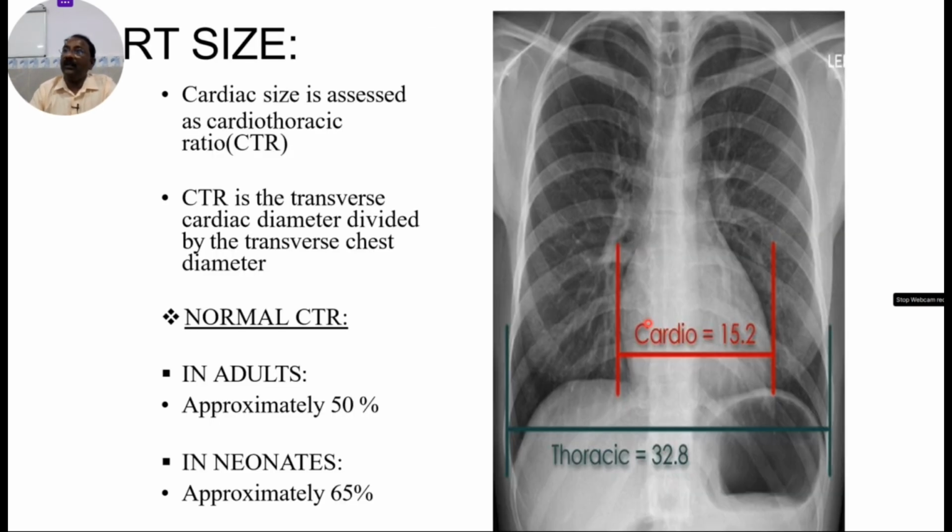See the heart here, heart size. So you all know the cardiothoracic ratio. You see the thorax and then see the cardiac size here. Cardiac size is assessed as the cardiothoracic ratio. CTR is the transverse cardiac diameter divided by the transverse chest diameter. Normal is approximately 50%. In neonates it is 65%. We are not interested in neonatology or pediatrics, but for adult practice it is not more than 50%.